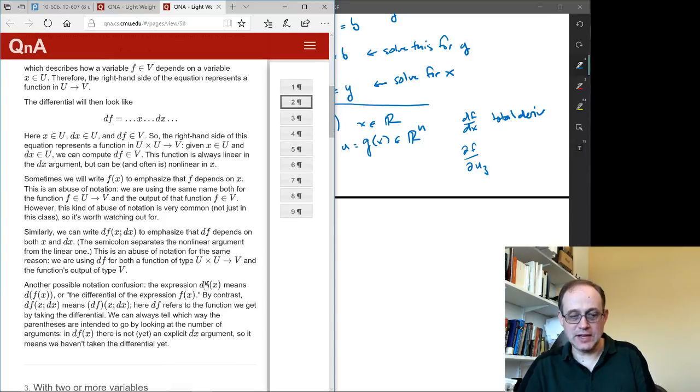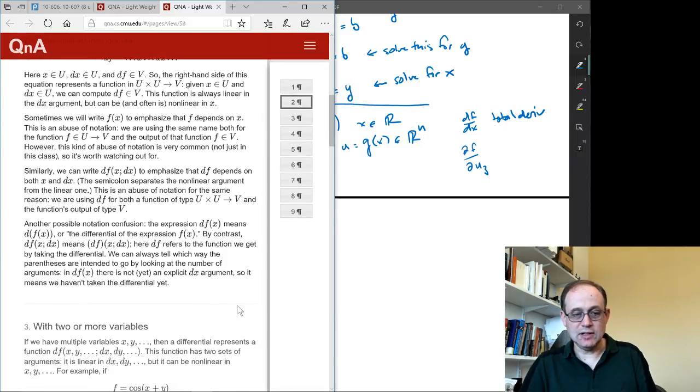All right, same thing. We can write df of x and dx to emphasize that df depends on both x and dx. And again, that's an abusive notation because we're using df to mean both the function and the output of that function. All right, so when you're type checking, it makes sense to be sure which one of those conventions you're using at any given time.